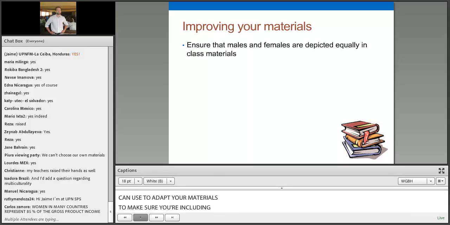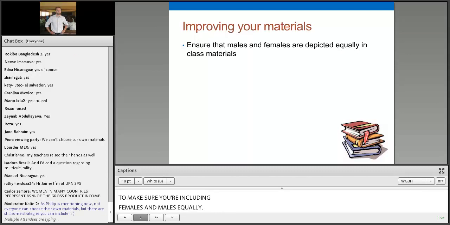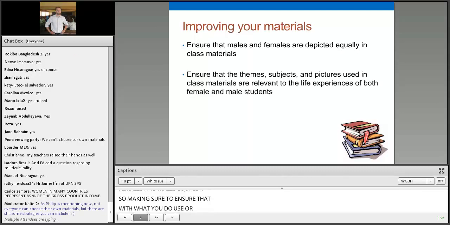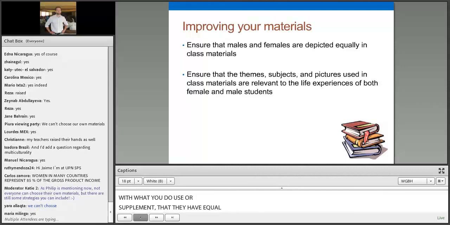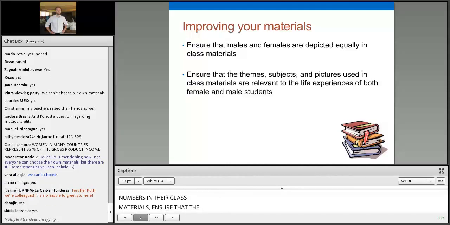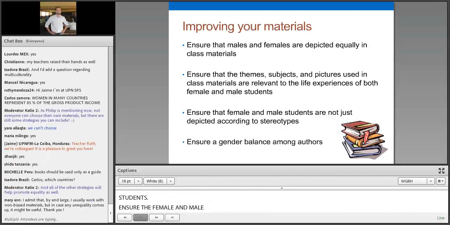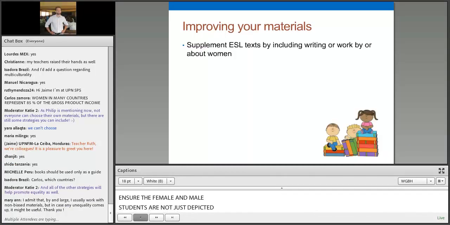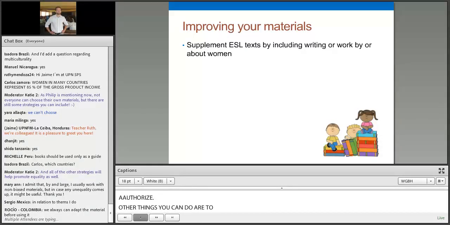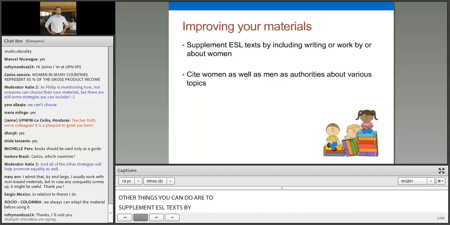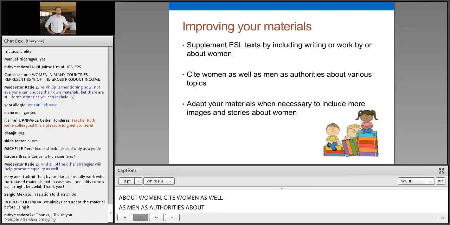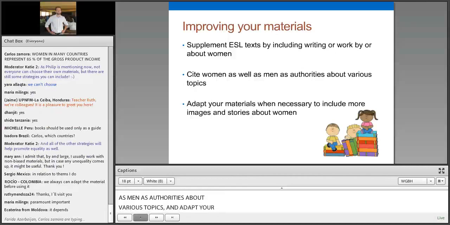So make sure that with what you do use or supplement, they have equal numbers in your class materials. Ensure that the themes, subjects, and pictures used in class materials are relevant to the life experiences of both female and male students. Ensure that female and male students are not just depicted according to stereotypes. And ensure a gender balance among authors. Other things you can do are to supplement ESL texts by including writing or work by or about women, cite women as well as men as authorities about various topics, and adapt your materials when necessary to include more images and stories about women.